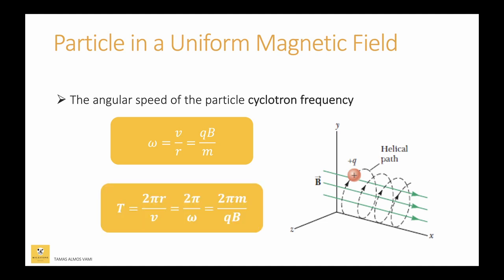And we can also look at the time it takes to go back to the same spot. So that is going to be a very similar formula, but we include a 2 pi. And so the inverse, with the 2 pi, of the angular frequency is this T. And so we calculate that to be 2 pi m divided by q and B.